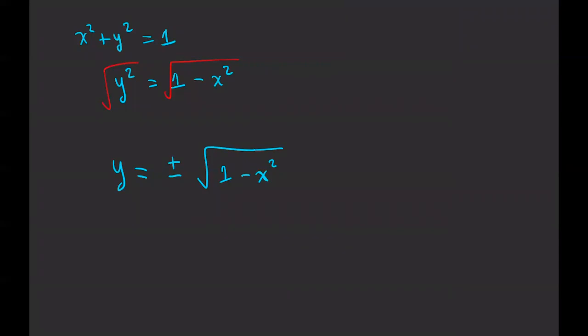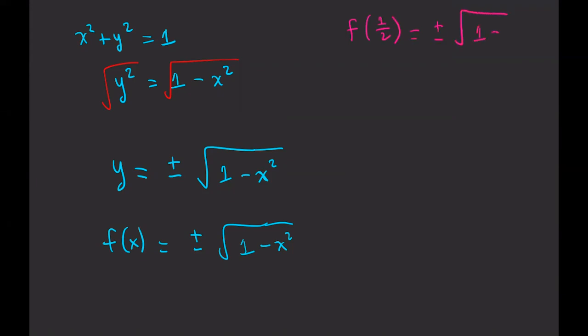Because if I put in a single x, let's go ahead and do this. Let's put in x equals 1/2. And let's use our fancy new function notation. f of x equals plus or minus square root of 1 minus x squared. So if I evaluate f of 1/2, that's me plugging in 1/2 for x. Square root of 1 minus 1/2 squared, plus or minus, do some simplification, square root of 1 minus 1/4, plus or minus square root of 3/4.